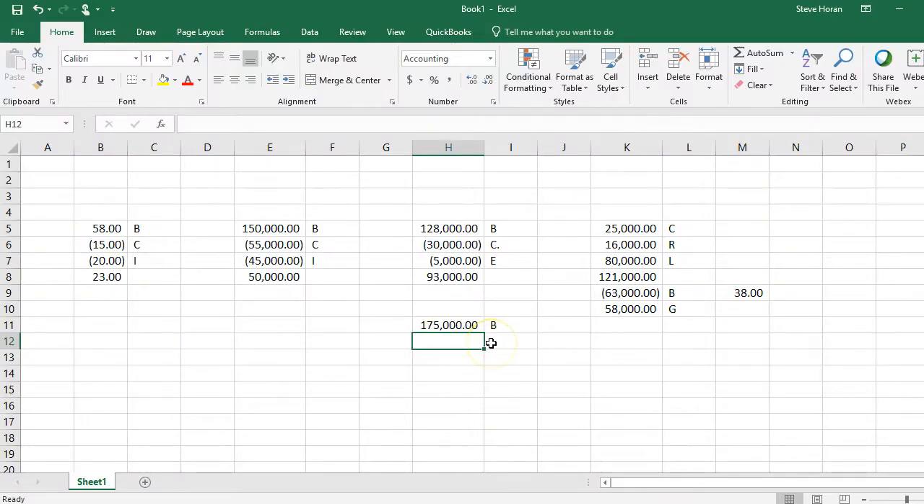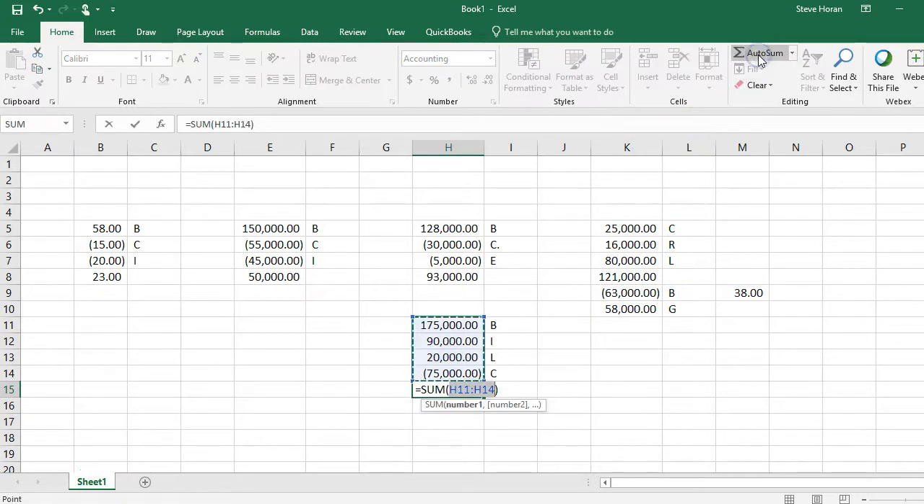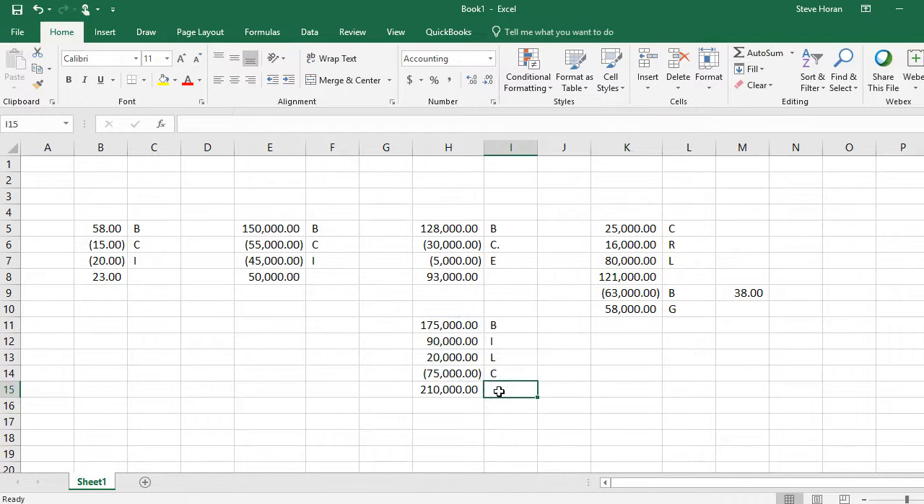Then we'll add 90,000 for income. That's his share over the years that he was a partner in the business. His share of liabilities was 20. Remember, your share of liabilities increases your basis. He took out cash of 75 over the years. So we have to add 20,000 and subtract 75,000. That's cash distributed. Let me sum that up. The new basis is 210. So the basis after adjustments is 210.